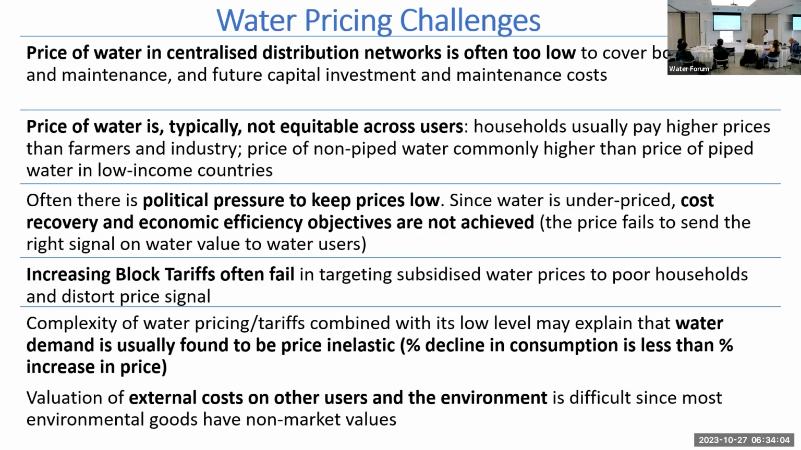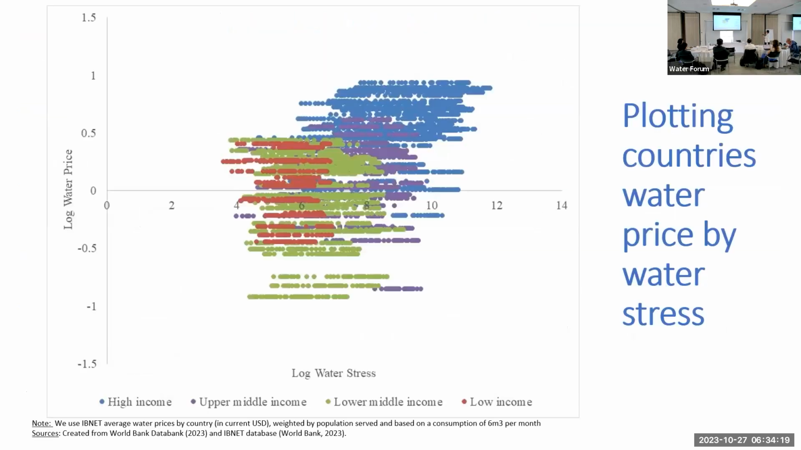One of the reasons is this complexity and not understanding it, which is why we think water demand is often found to be price inelastic. And Maria gave us some examples of lack of information there. So that's some issues in pricing challenges.